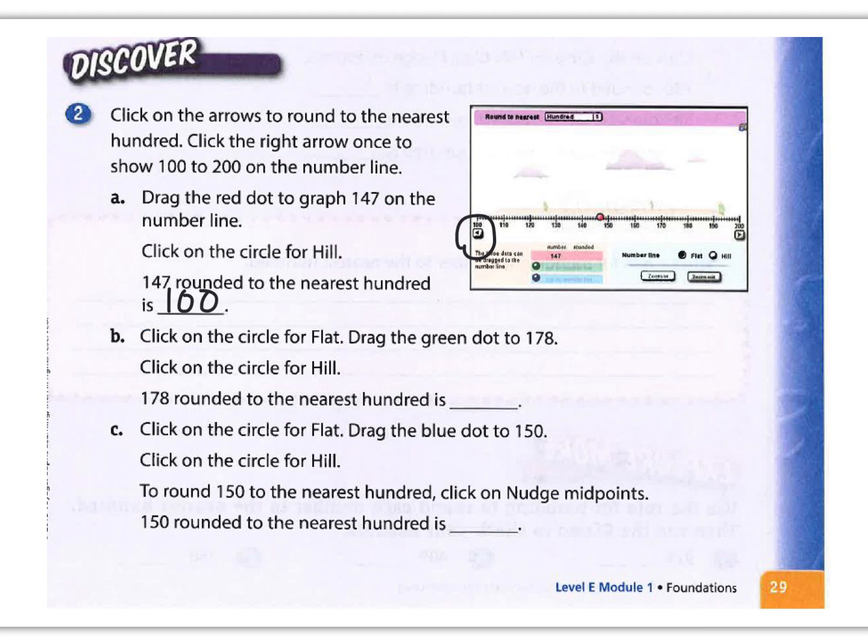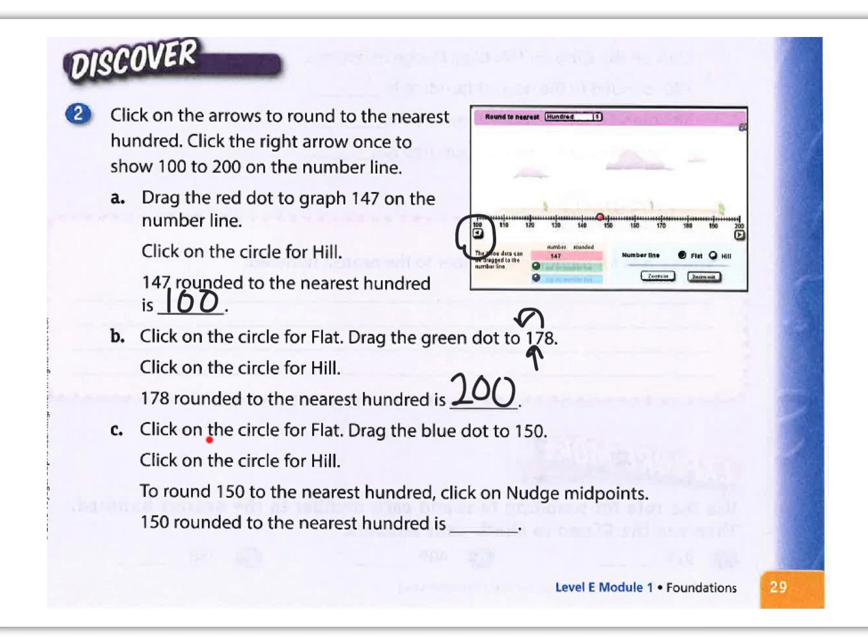Then, and you always follow the directions for Gizmo, you're going to click on flat, so you can do that on your computer. Drag the green dot to 178. Click the circle for hill, and then you'll see 178 rounded to the nearest 100. There will be a hill, so the 178 is going to fall closer to 200. So it will round to 200. That 7 will round it up to the next 100, which is 200.